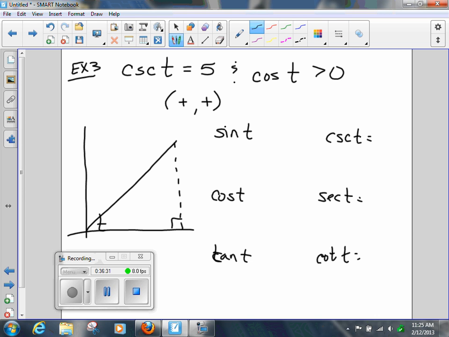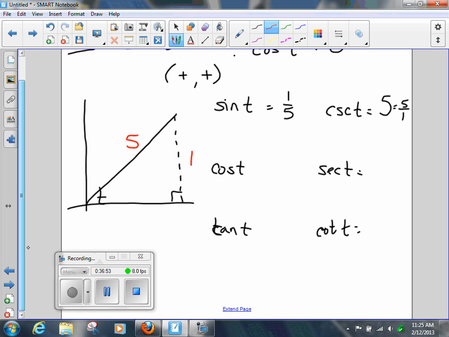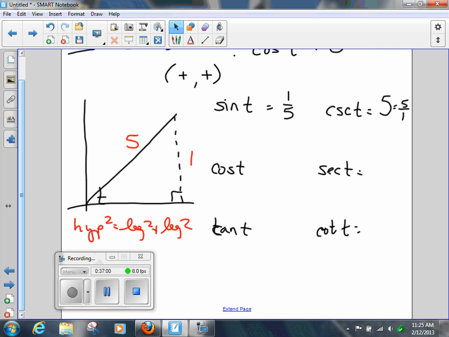What am I given? I'm given that the cosecant is 5, or 5 over 1, which makes my sine what? 1 over 5. Okay? I go to my triangle. If the sine is 1 over 5, that means my opposite is 1. The hypotenuse is 5. Oh, my Lord, how do I find this third side? Pythagorean equation. Here we go.